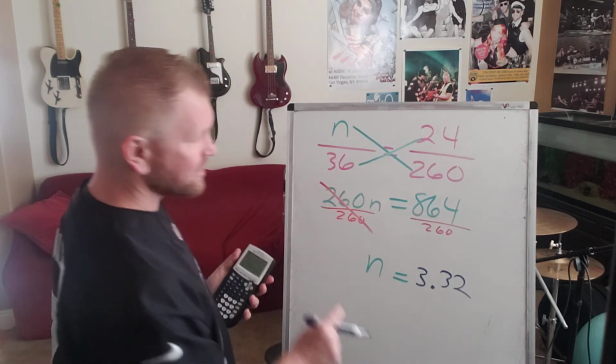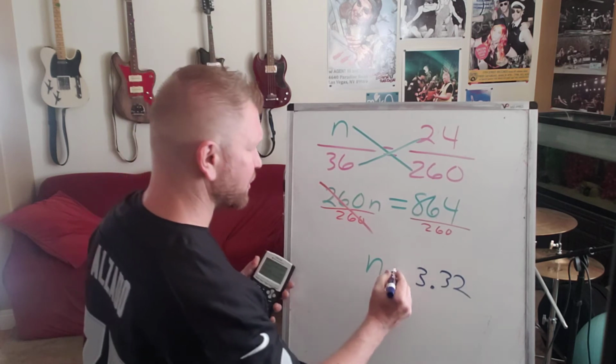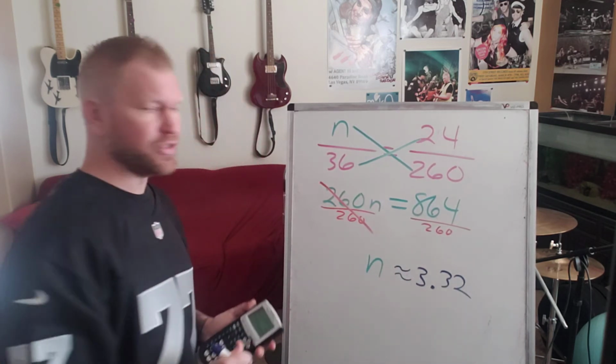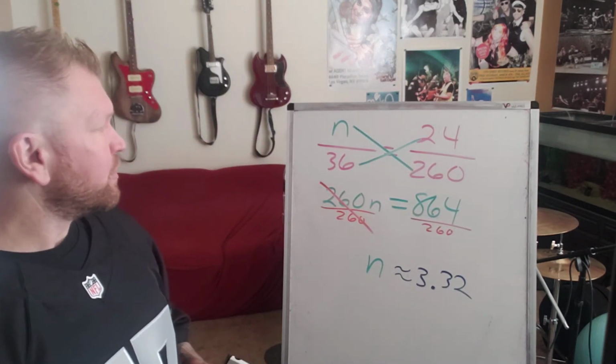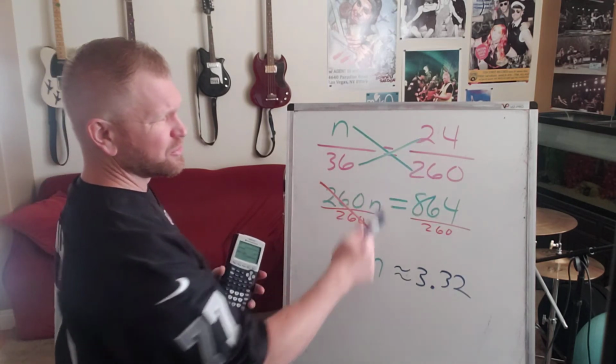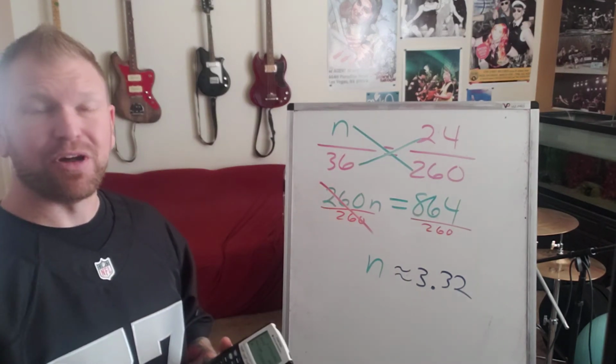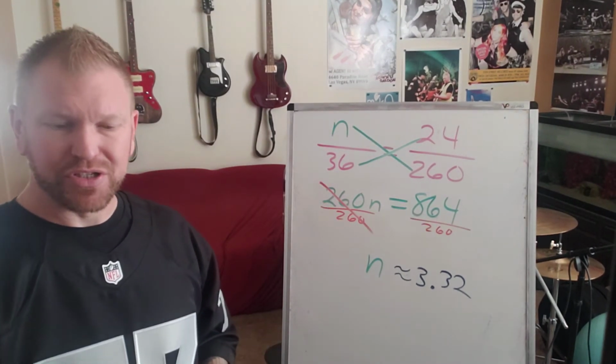Now, since we rounded, n is not exactly equal to this, it's just really close. We could put this symbol in, which means about equal to. So n is about equal to 3.32, which makes sense. 24 out of 260 is a really small amount. 3.32 out of 36 is also a really small amount, and it makes sense that those are equal to each other.